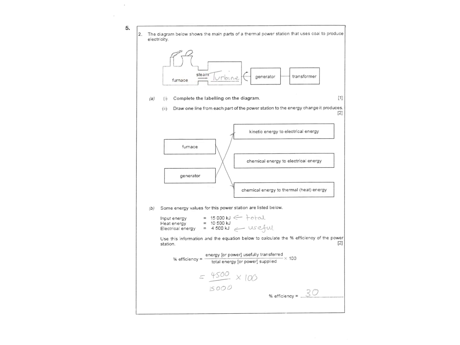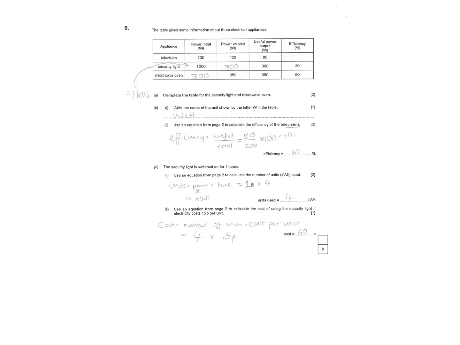Okay. Then again, another equation, the input energy is going to be the total energy supplied. So that's the one that's going to go on the bottom. Okay. Electrical energy is what you want to make. Heat would be wasted. So you do that number divided by that number times by 100 gives you 30%.